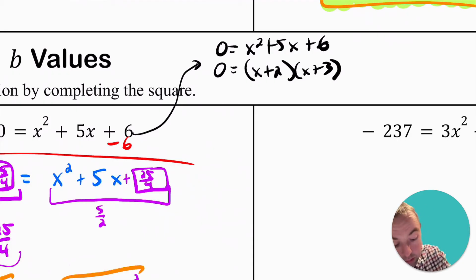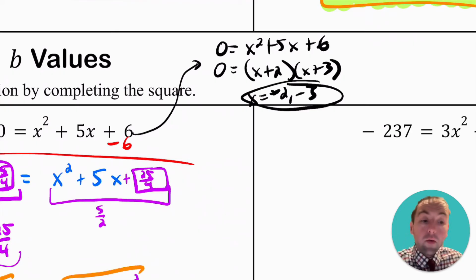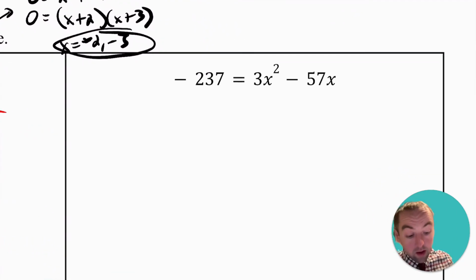And then if you use the zero product property, that allows us to conclude that x equals negative 2 or x equals negative 3. So you get it pretty quickly that way, right? But completing the square, of course, works as well.